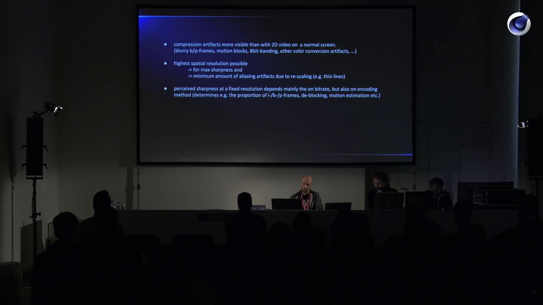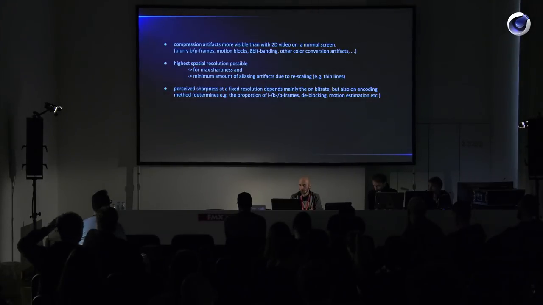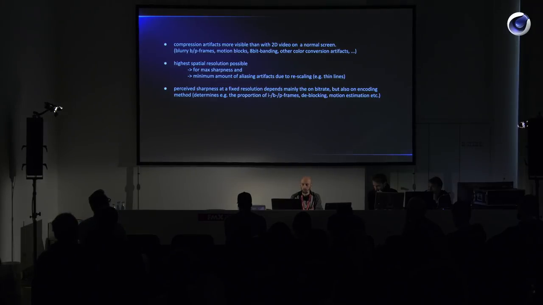And with a fixed resolution, the perceived sharpness mainly depends on the bitrate, but also on the encoding method itself, which determines, for example, the proportion of the I, B, and P frames, the deblocking, and the motion estimation, which is sometimes really important. It's recommended to always use the slowest methods or presets that you can tolerate. Deblocking, for example, takes a lot of time, but you shouldn't use too much of it because it removes the blocking artifacts of the H.264 format, but it also blurs the image a bit again. So you have to find a compromise. It's a bit of trial and error.